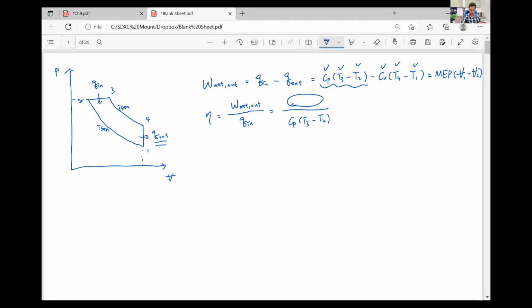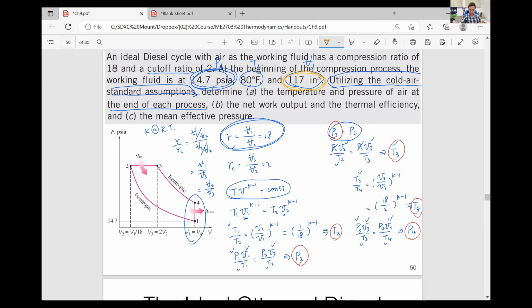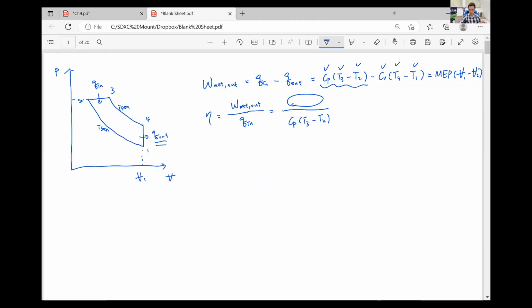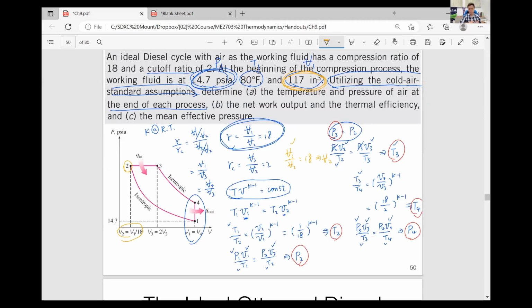Okay, so V1 is given, right? V1 is given. And V2 is based on the compression ratio, V1 over V2 is 18. So V1 is given, so you can get V2. Okay, so you have V1, you have V2, so you can get MEP. Okay. Questions?